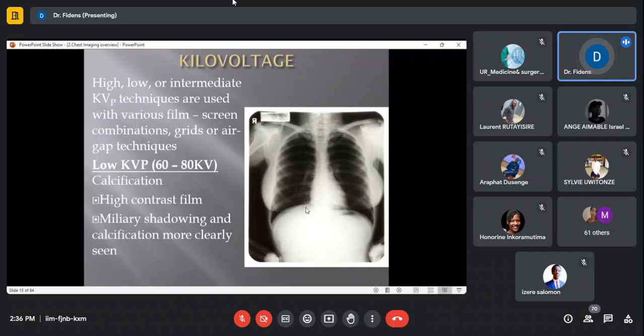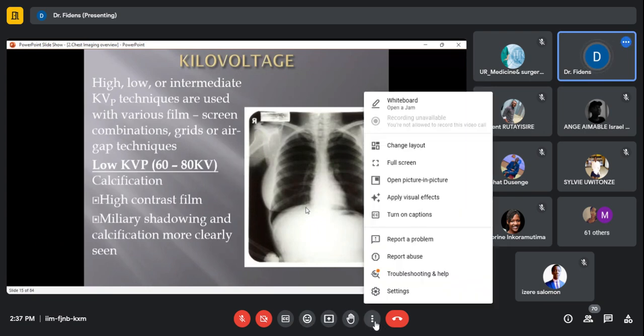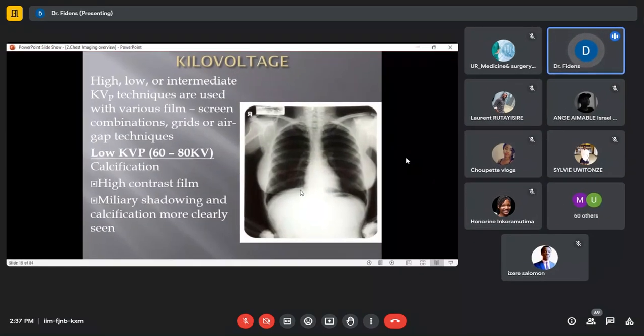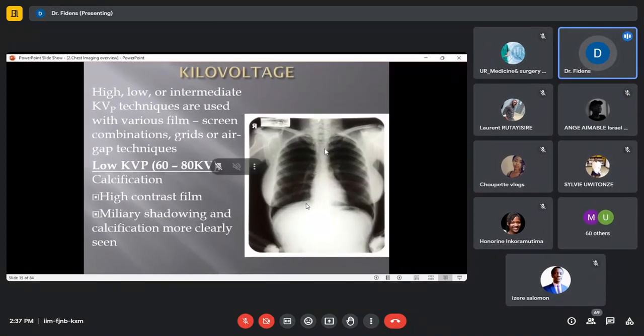Factors we keep changing according to the size of the patient and the part of the body you want to examine. You can change those factors: kilovolt, kVp, kilovolt peak, and mAs, milliampere per second. We'll see them more when we are doing our rotation in radiology. But we keep changing those factors according to the size of the patient, to the part of the body you want to examine, okay?